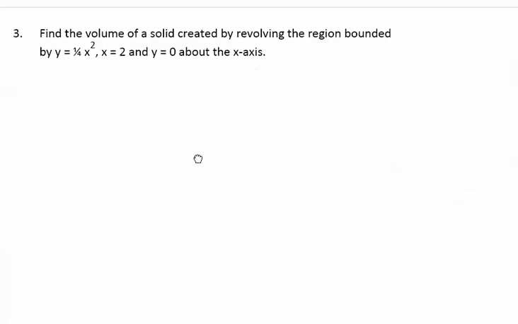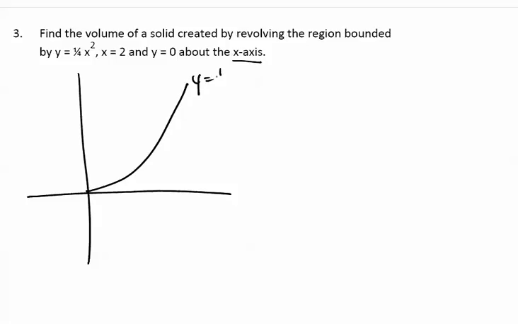And number 3, we need to revolve again around the x-axis. So we better soon practice some revolutions around the y-axis. It won't always be this. We have a parabola, 1/4 x squared. So it's a parabola that is wider than usual. And of course it would go on the negative side as well. Our boundaries are at x equals 2 and y equals 0, so our x-axis.